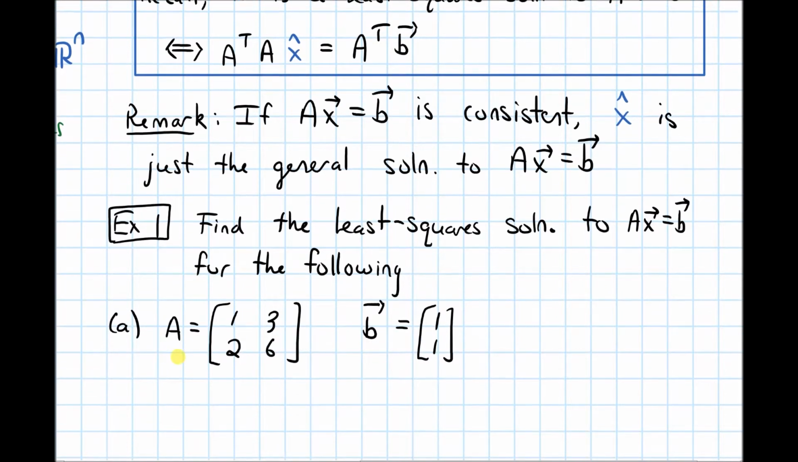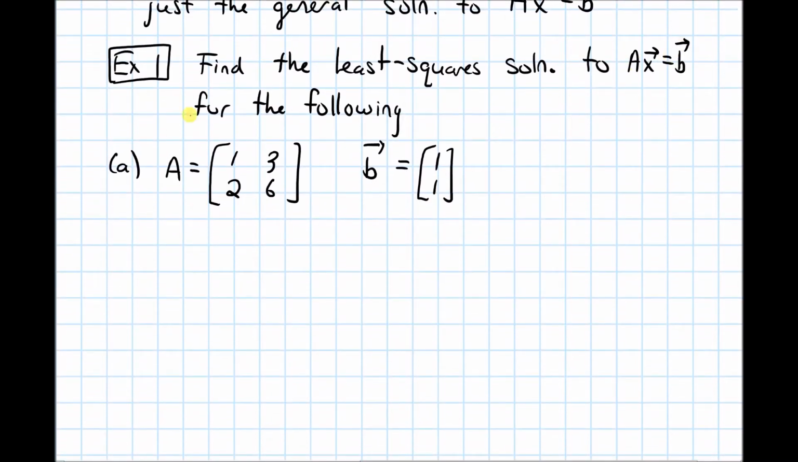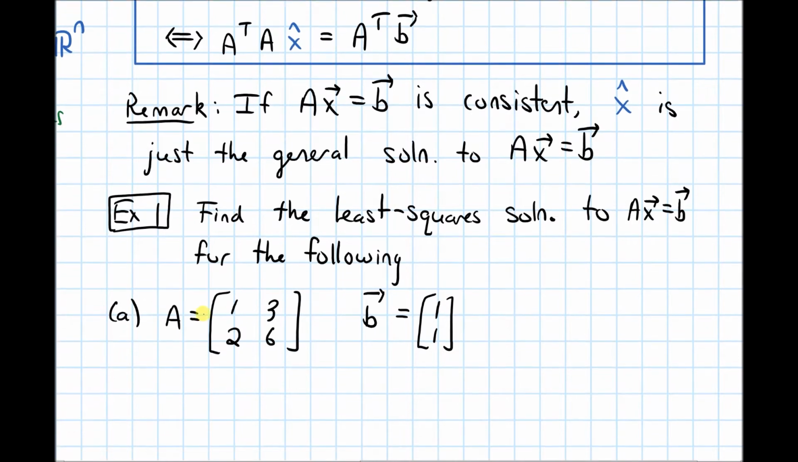Let's find the least squares solution to Ax = b for the following. We're given this matrix A and this vector b. It turns out in this problem that Ax = b will be inconsistent. It's a good exercise to form the augmented matrix and check to see if it's consistent or not, and if you do, you'll see that it's not consistent. So we need to solve this least squares problem.